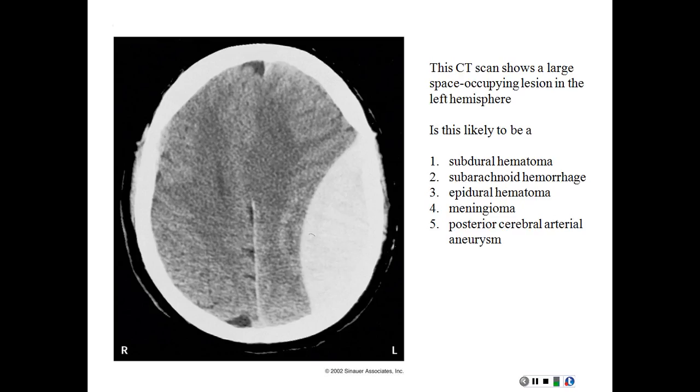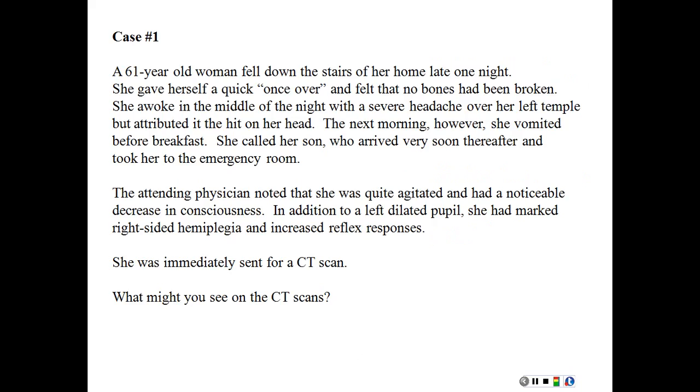Yet, if we go back, how does left and right work into the case? Where do we see these words? Severe headache over her left temple. When she presents in clinic, she's got a left dilated pupil, but she has right-sided hemiplegia. So the right side of her body is non-functioning from a motor point of view. So we've got a left temple, a left dilated pupil, and a right-sided hemiplegia. Great.